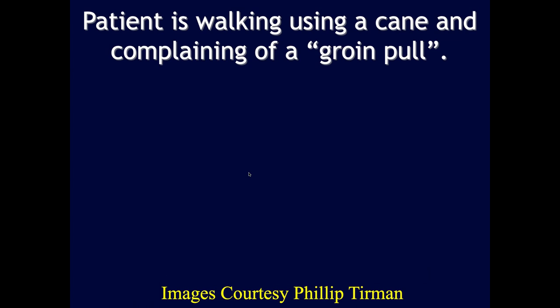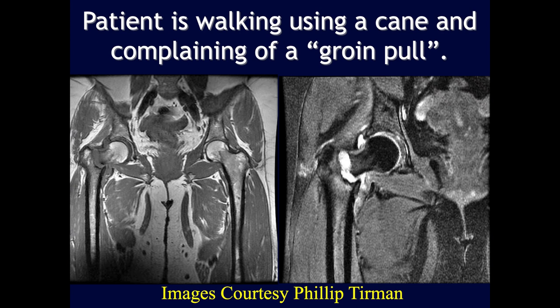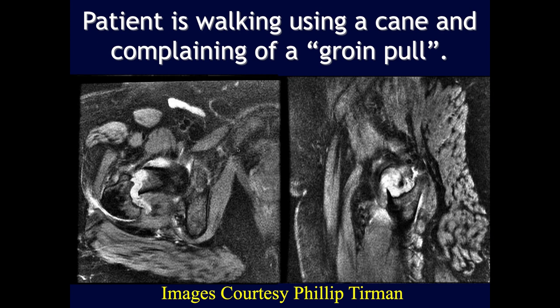Great. Okay, Michael, last case. Patient walking using the cane, complaining of a groin pull. Okay, so we have a mildly displaced, kind of distracted basicervical femoral neck fracture. And it's kind of angulated as well, kind of like coxa vara. What would you do with this one? So on the axial image, you can see that it's anterior angulated and pretty distracted in its place. I don't know if you could just put in a prosthesis or try to pin it.